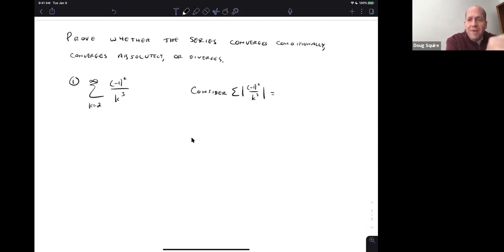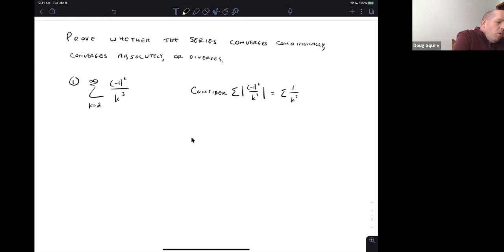And so the absolute value of -1 to the k is 1. The absolute value of k to the third is k to the third. -1 to the k, the absolute value is 1 because it alternates 1 to -1, so it's always 1. The absolute value of k to the third is k to the third because that's always positive. That makes sense? For k from 2 to infinity. All right, so we figure out what that does.